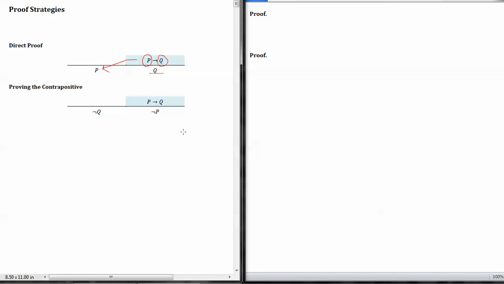Whereas for proving the contrapositive, we're going to take the negation of the consequent Q and make that a given, and the negation of the antecedent P will be the new goal. Okay.